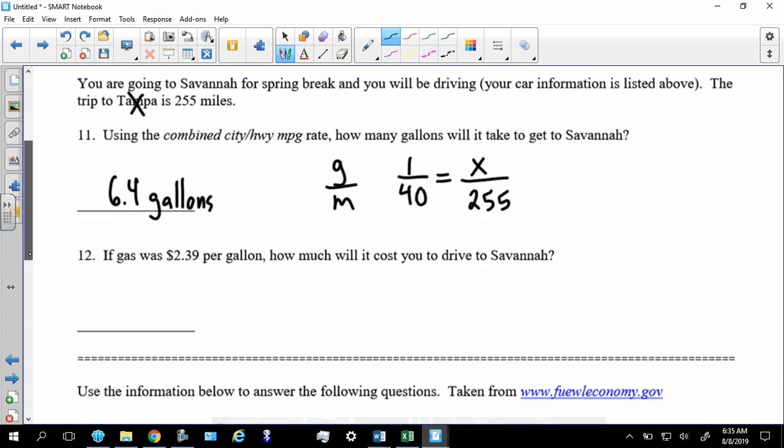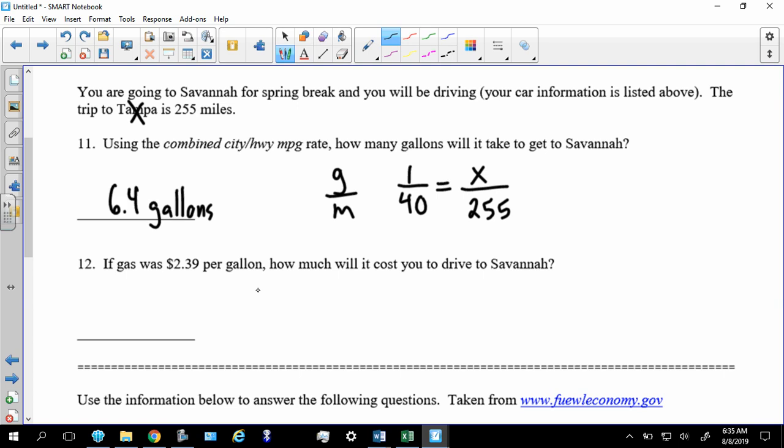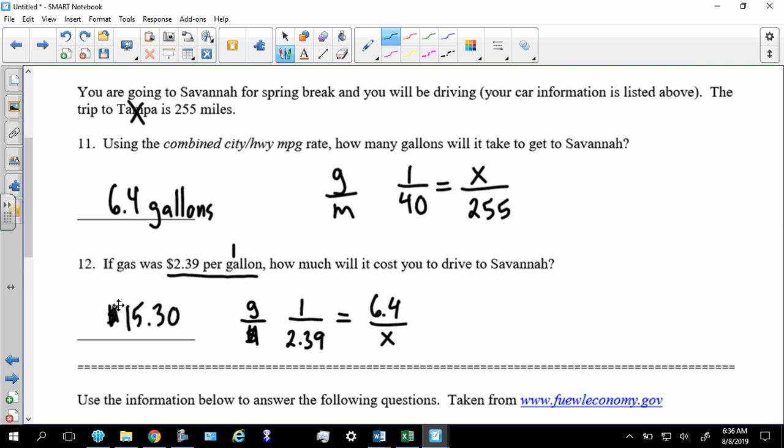Now, for question number 12, if the gas was 2.9 per gallon, how much would it cost you to drive Savannah? Now, there's two ways you can look at this. If you want to do it from a proportion standpoint, 239 per gallon. Remember, that's single 1. So 1 over 239, I just put gallons over money, is equal to 6.4 gallons over X. So cross multiply and solve. And you get $15.30.